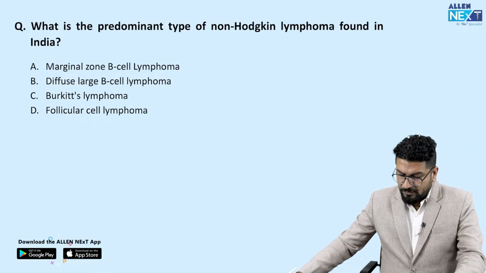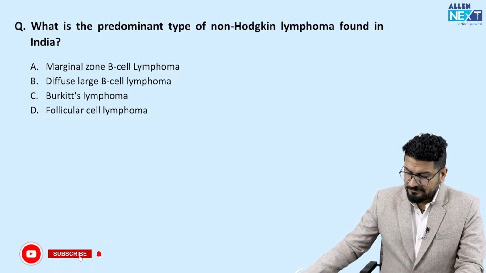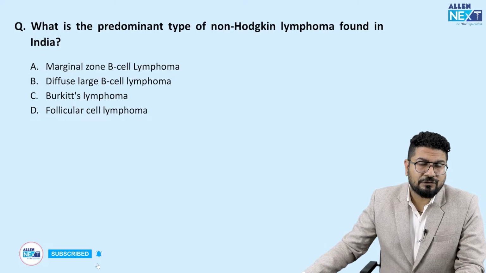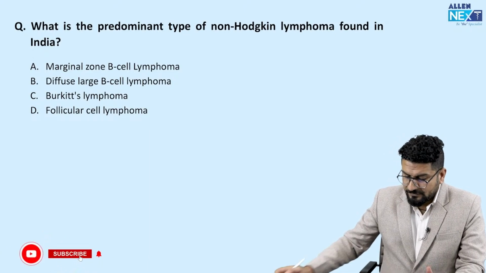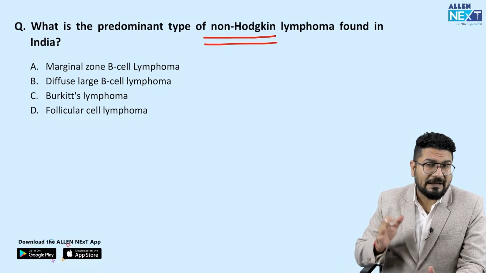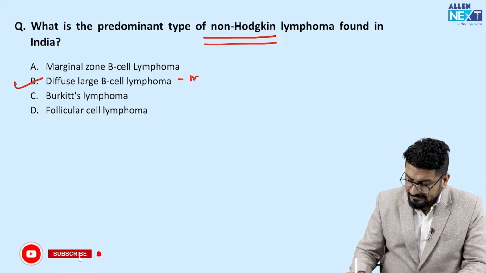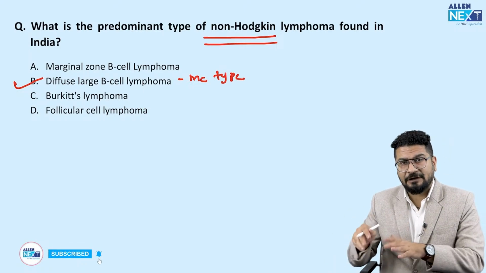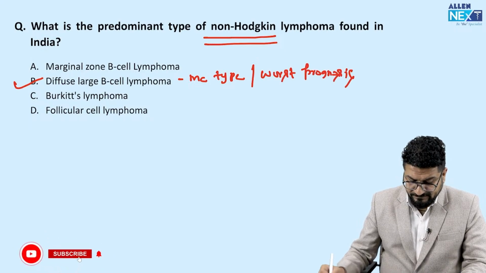Predominant type of non-Hodgkin lymphoma found in India. So understand this, in India or in any country, we have follicular cell lymphoma, Burkitt lymphoma, diffuse large B-cell lymphoma, marginal zone MALToma, mantle cell lymphoma, hairy cell leukemia. All these are non-Hodgkin. Non-Hodgkin lymphomas generally have less signs and symptoms, so by the time it is diagnosed, it has already reached a diffuse stage. That's called DLBCL. So most common type diagnosed, and worst prognosis is the same, that is diffuse large B-cell lymphoma. That's something you have to remember.